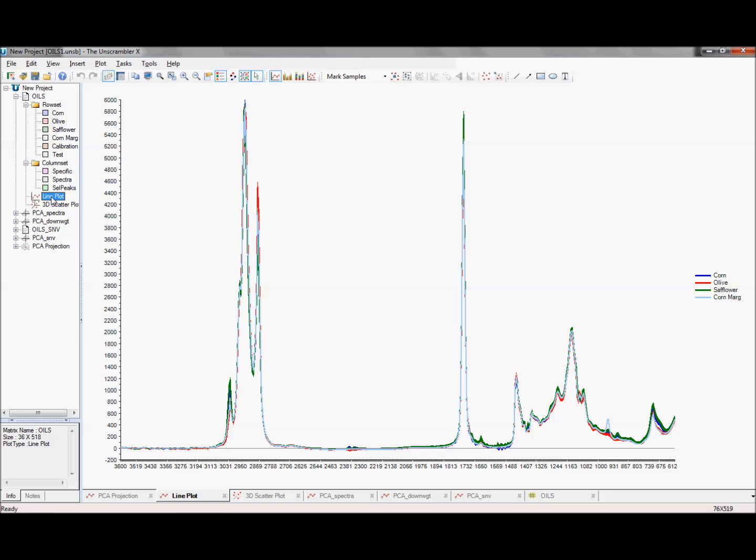So this is a line plot of all the training sample spectra. We can see three large peaks. The first two, around 2933 and 2863, represent CH asymmetric and symmetric stretching of methylene groups. Then there is one peak around 1743, which is the carbonyl stretching of carboxyl groups.